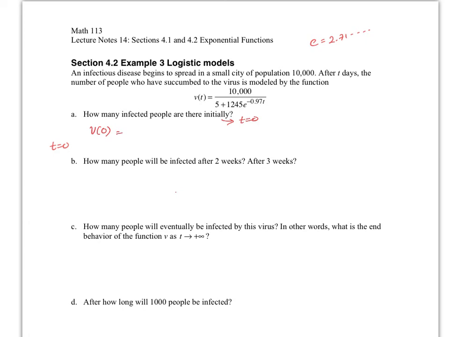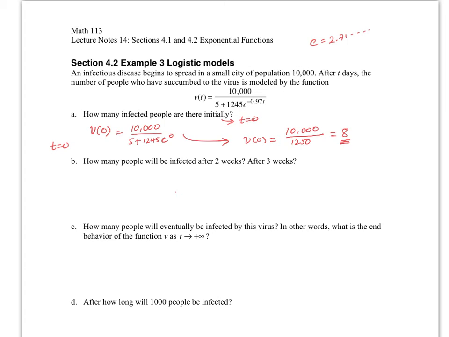So therefore this will be equal to 10,000 divided by 5 plus 1245 e to the 0. Remember that anything to the 0 power is 1. So therefore this is the same thing as 10,000 divided by 5 plus 1245, which is 1250. And this is equal to 8. So initially there are only 8 people infected.